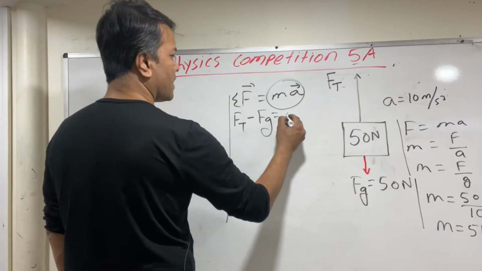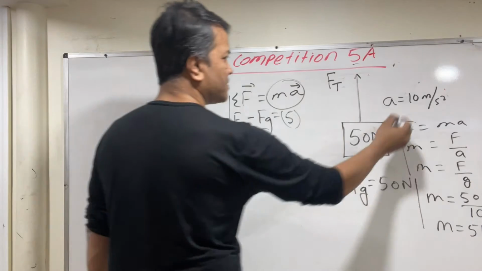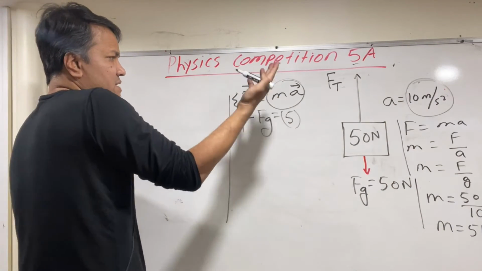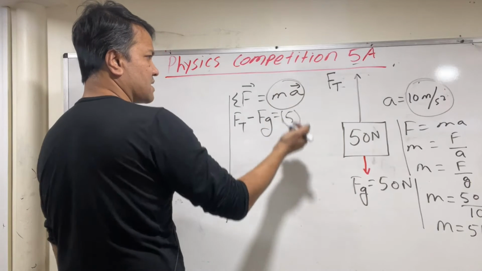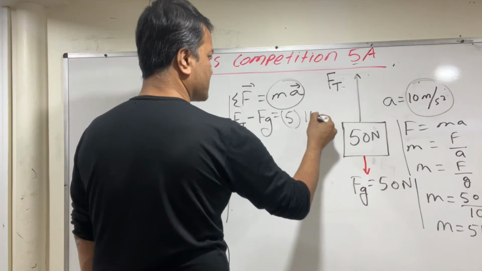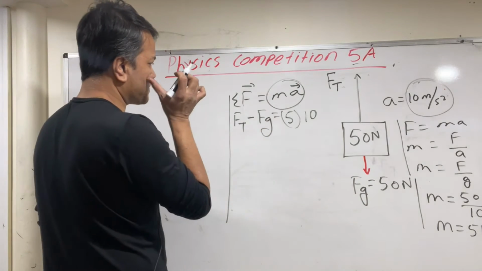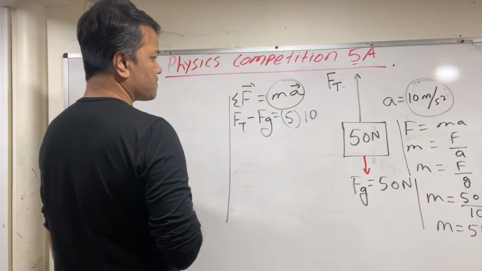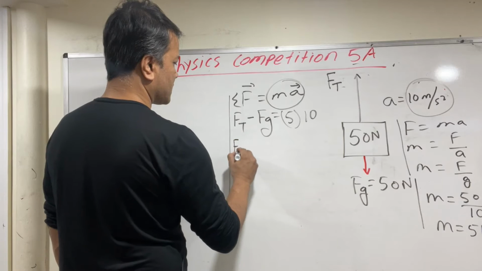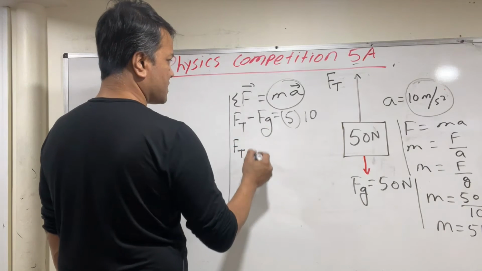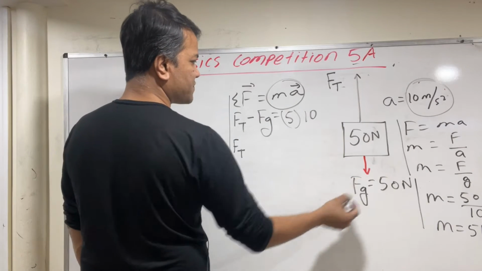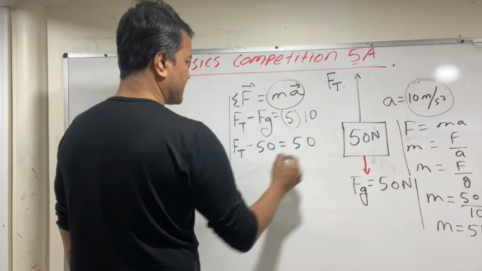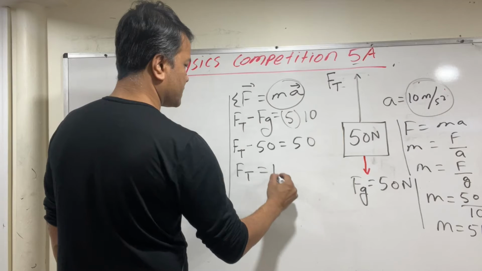So you put 5 and you put the acceleration. This is not acceleration due to gravity. This is the net acceleration, the object is accelerating upward. Okay, so 50. So Ft minus Fg, and Fg is 50 Newton, so Ft minus 50 is equal to 50. So Ft is 100 Newton.